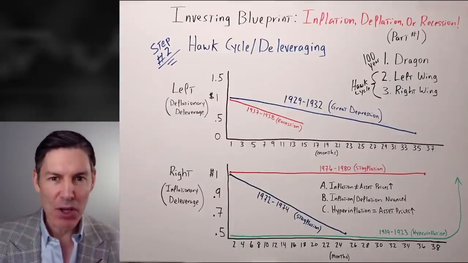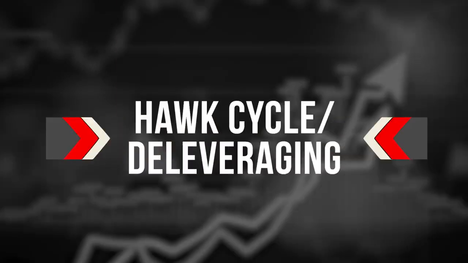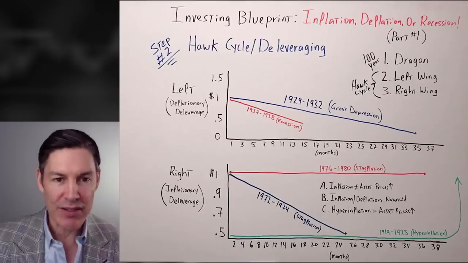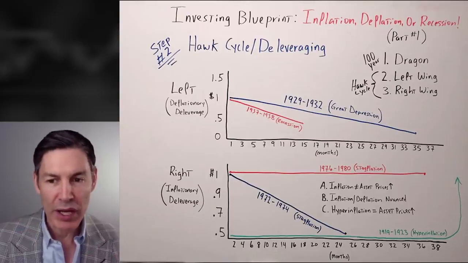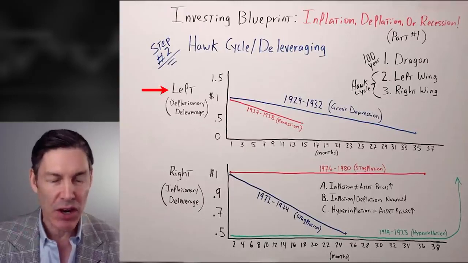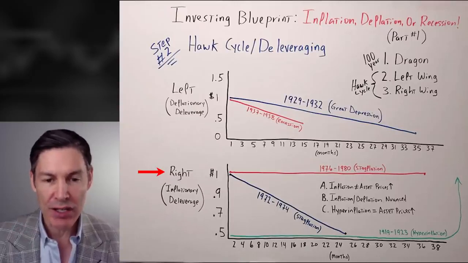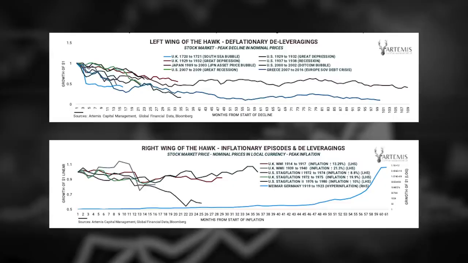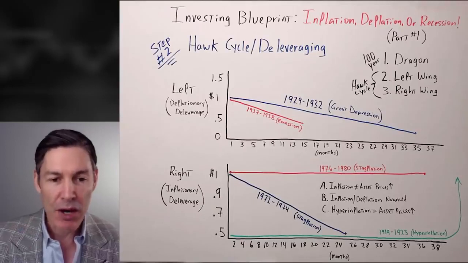Step number two. Let's take a deeper look at the hawk cycle. This is the deleveraging phase we're most likely in right now and will be in for the next decade. Chris Cole describes this as the left wing of the hawk and the right wing. The left wing is a deflationary deleveraging. The right wing is an inflationary deleveraging. He's got some charts in his report that go over this beautifully. They're a little tough to read, so I tried to simplify them here for the whiteboard.